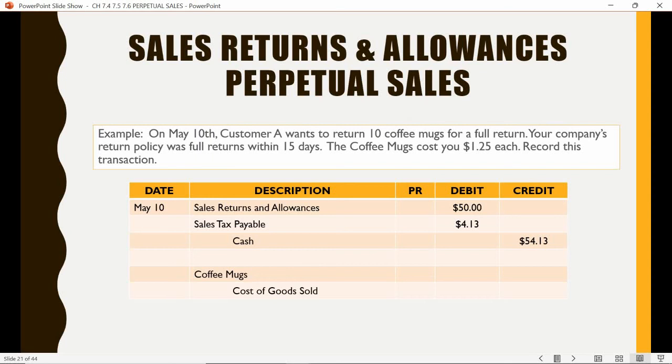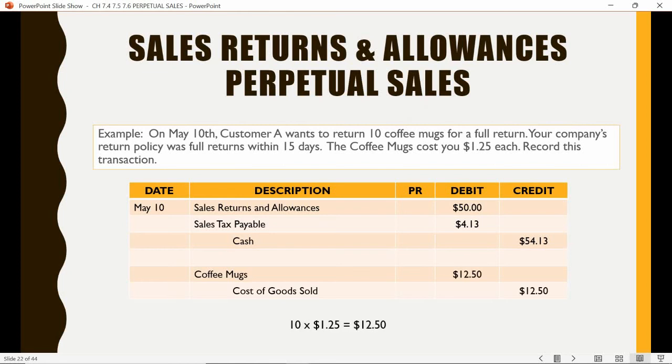But in this case, we're just trying to understand the concept, okay? This time, customer A is returning the product to me. So what I'm going to do is put it back into my inventory, right? Now, of course, I'm given that each coffee cup cost me $1.25. That's what I have to do since I have to undo what I sold, right? So if each coffee cup costs me $1.25 and I am returning 10 of them, then I'm going to have to calculate this.